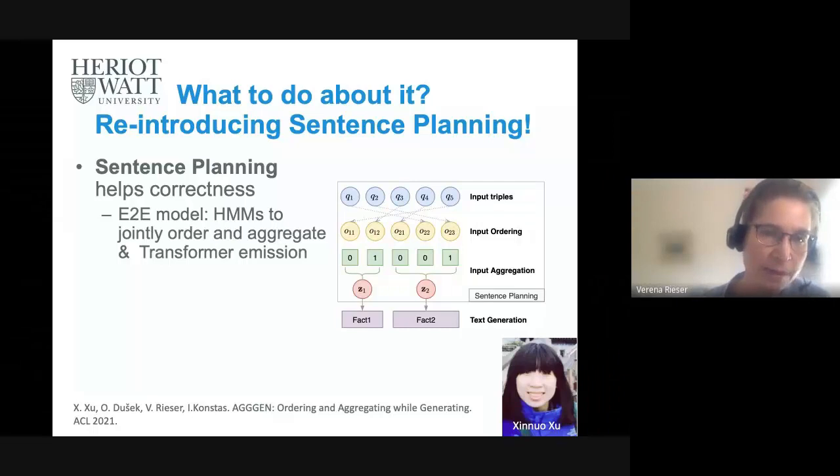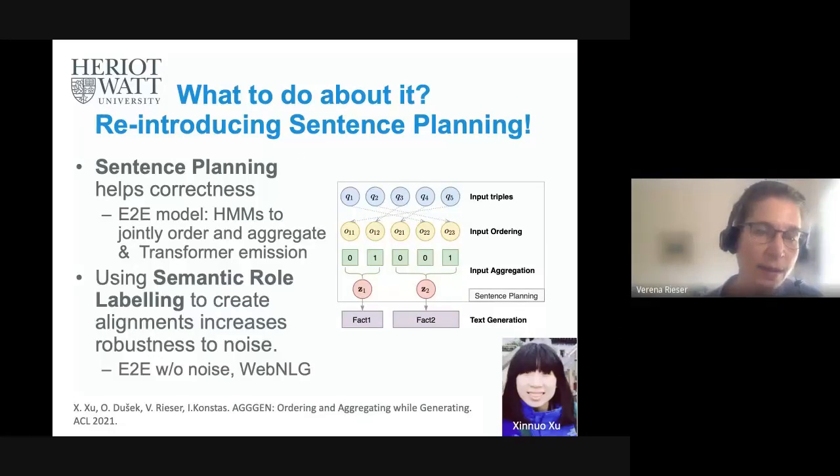We basically model these two planning phases. We've got an ordering phase and an aggregation phase as part of sentence planning, and we model them jointly by using an HMM and then using transformers for emission. And we show that it helps. By using sentence planning, we can improve the correctness of the model. So how do we get these alignments then? Here we use a trick. We use semantic role labeling to create these initial alignments, and we show by doing that we can increase the robustness to noise. We show that on the cleaned and the noisy version of the end-to-end data.